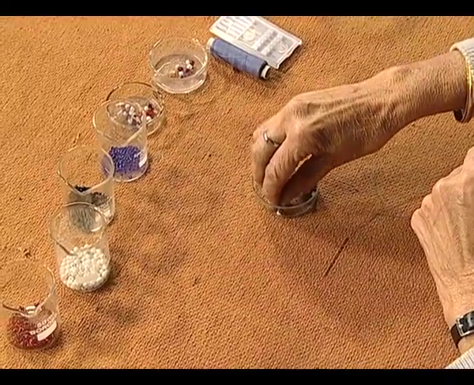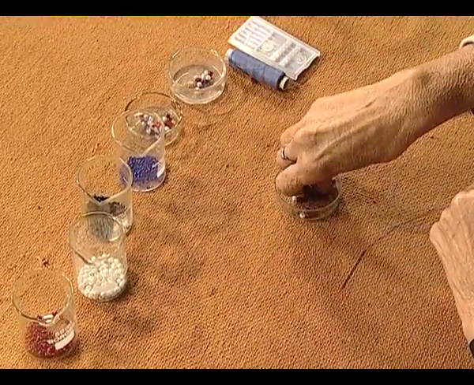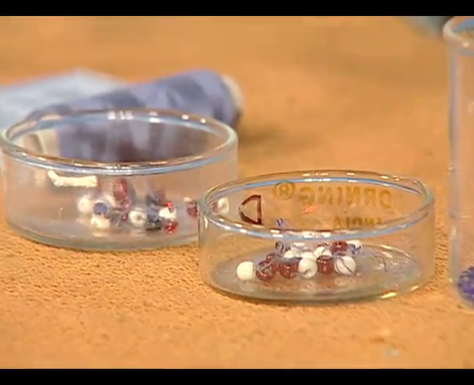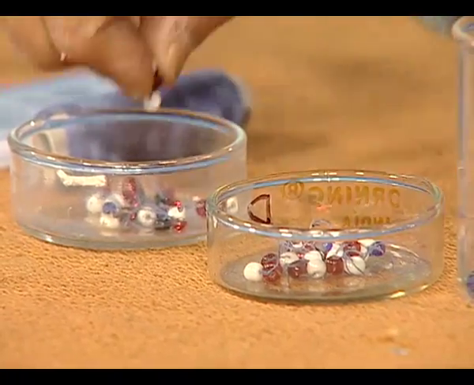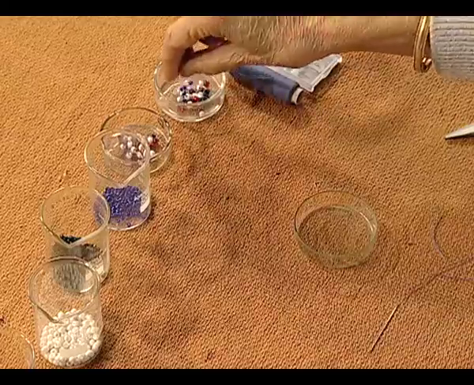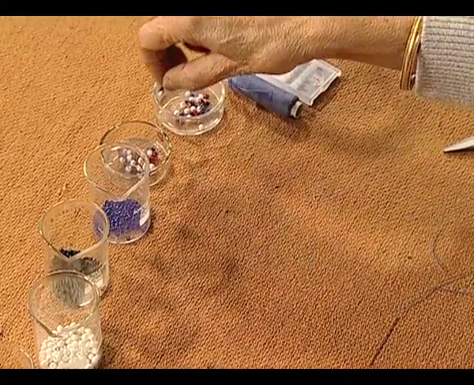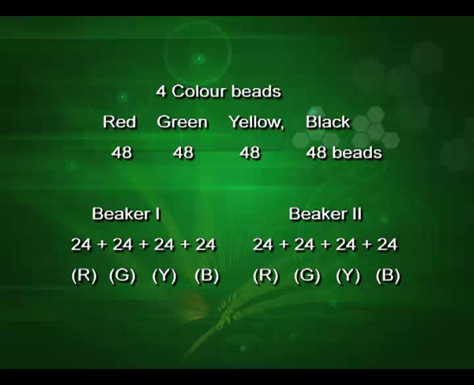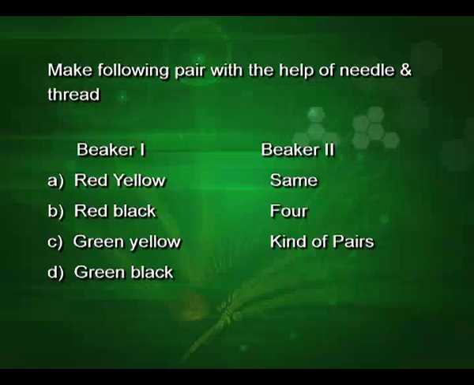You will exactly count and put. I would like to remind you children that we have made 4 different combinations of these pairs, and these combinations I repeat: red and yellow, red and black. That means you had 24 red beads, 6 will go with yellow, 6 will go with black. Similarly, I am talking of one beaker now, green and yellow, green and black, 6, 6. This is one beaker and similarly the second beaker.